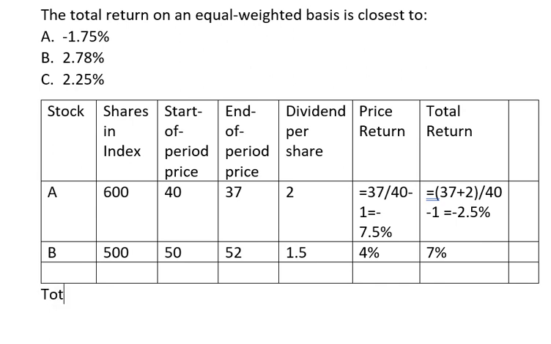Therefore, the total return equals negative 2.5% plus 7%, divided by 2, and we get 2.25%. The answer is C.